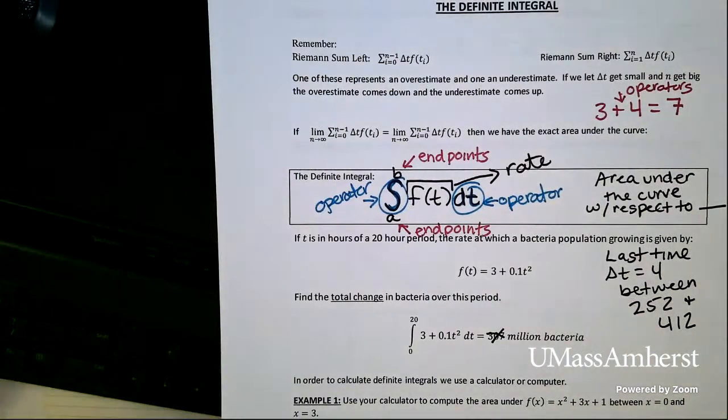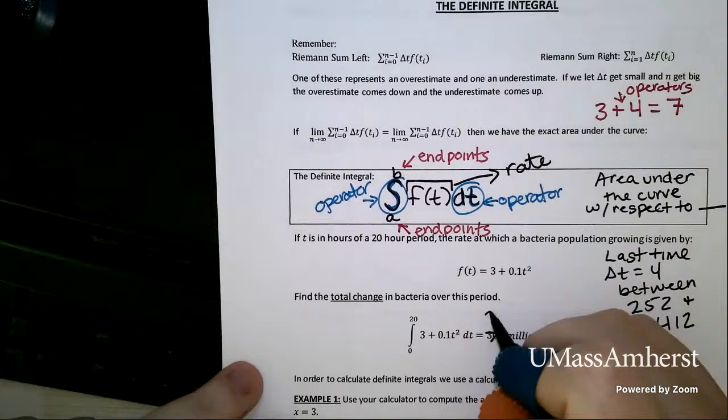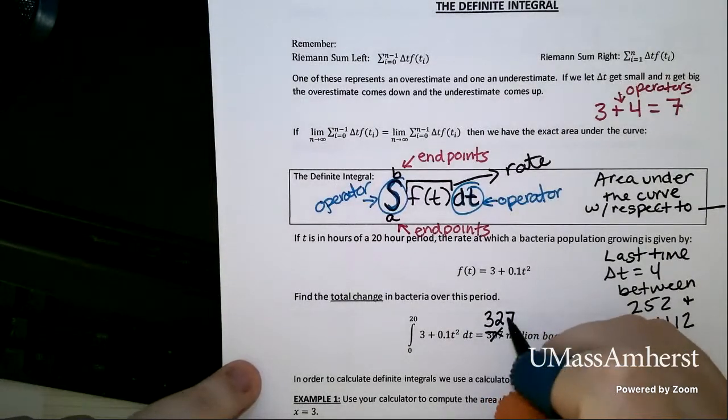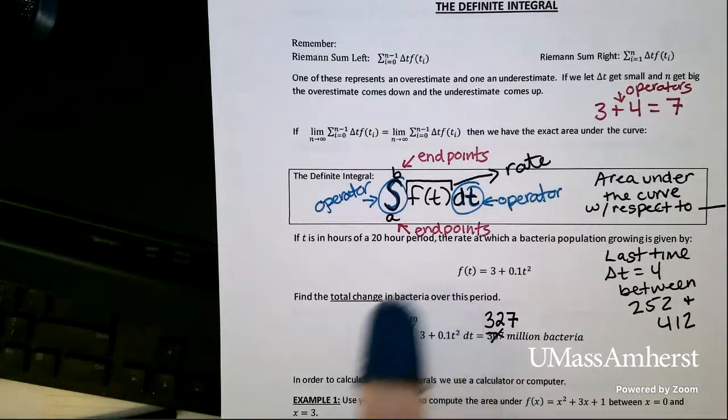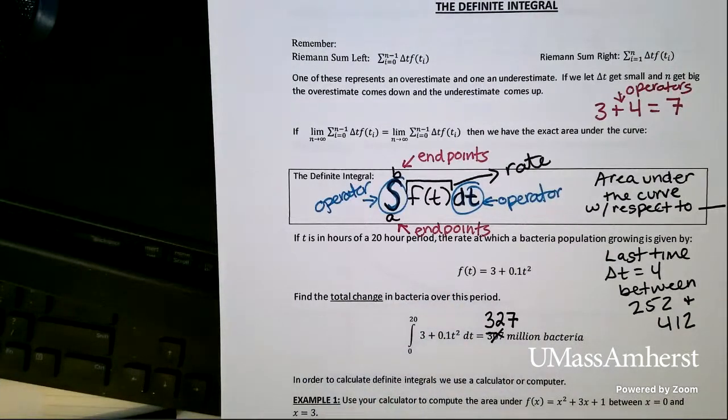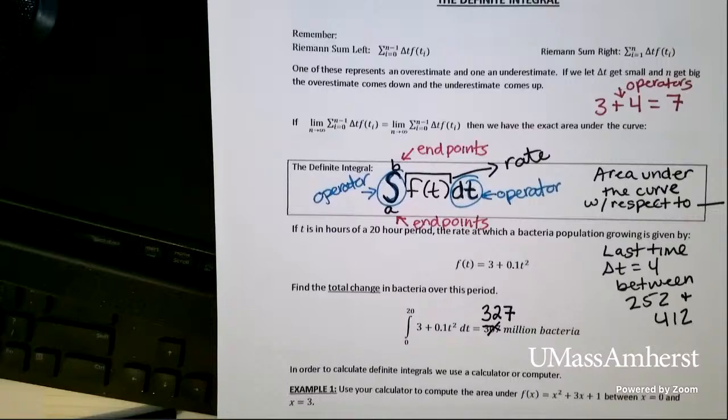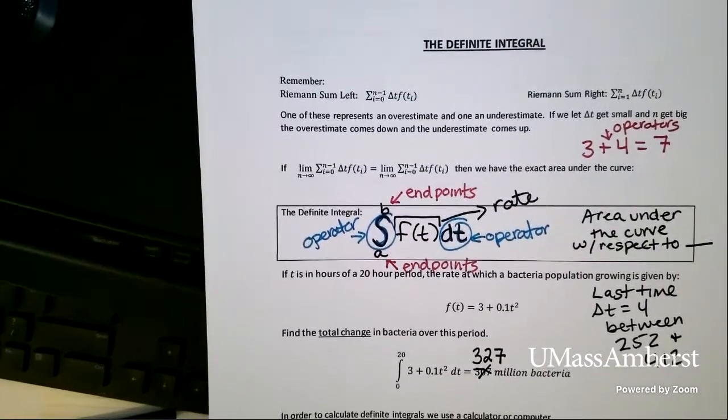But now we know that the definite integral will give us the exact area under the curve. Okay, this should be 327. But how do we get that number, right? We know that this symbology will give us the answer we want, but we don't actually know how to find it yet, right?